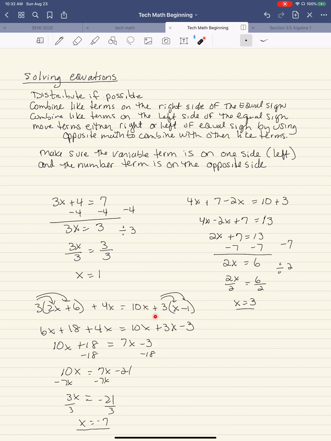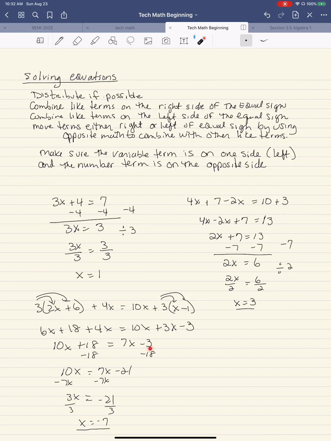Equals 10x plus, distribute this 3. So 3 times x is 3x. 3 times a negative 1 is negative 3. Next step is combine your like terms. On the left side, again, I'm not switching sides yet, so I'm just adding them like I see them. 6x and 4x is a 10x. The 18 is by itself, so plus 18. On the right side, I have 10x plus 3x, so that gives me a 7x.